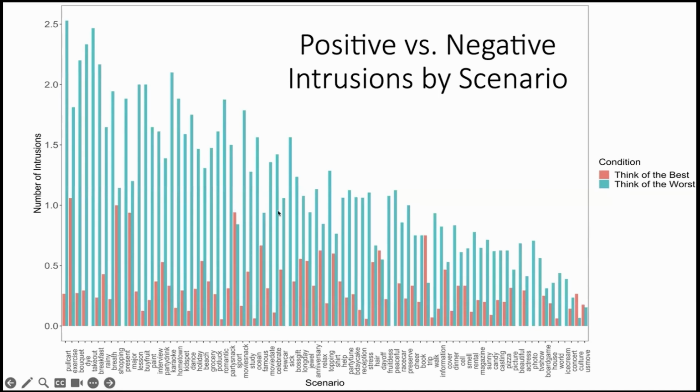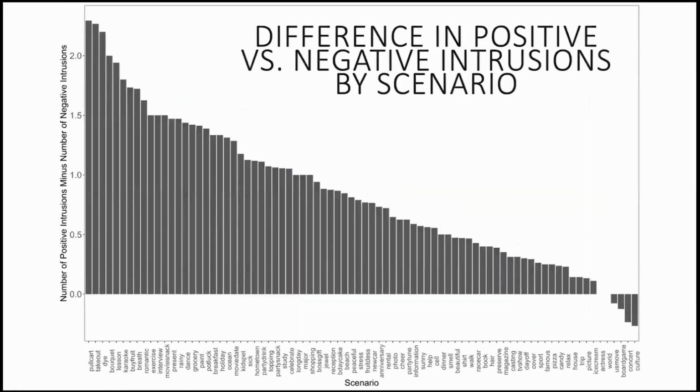Instead of looking at the data this way, you can just take the difference between the blue and red bars, meaning that basically what you find is that you're more likely to have positive intrusions than negative intrusions across all the different scenarios we looked at. There are a couple where we didn't find that, but the overwhelming majority of cases are ones where we did.